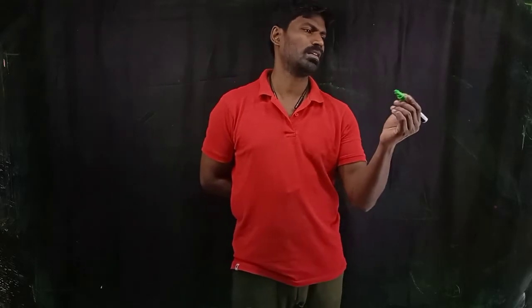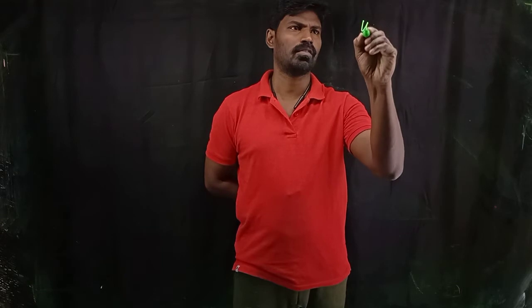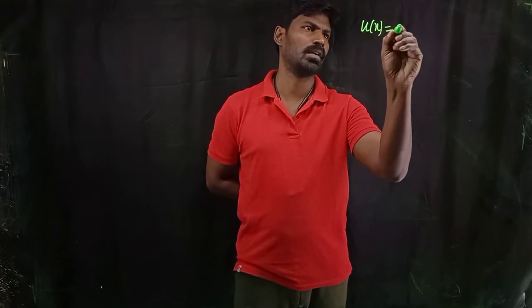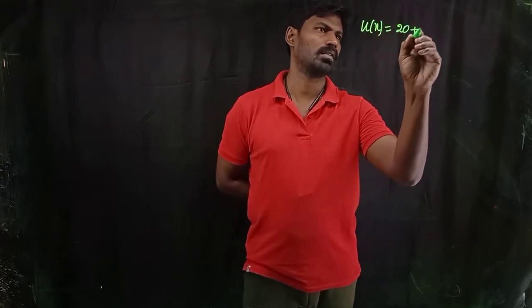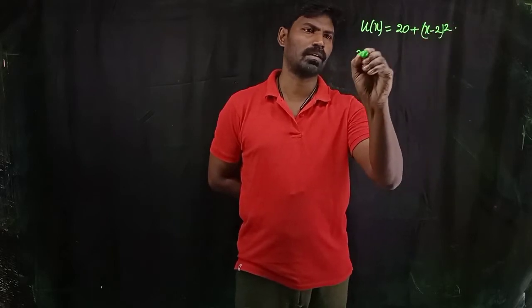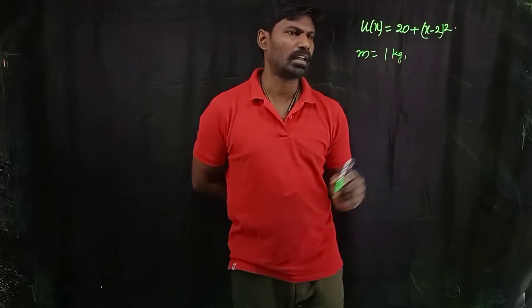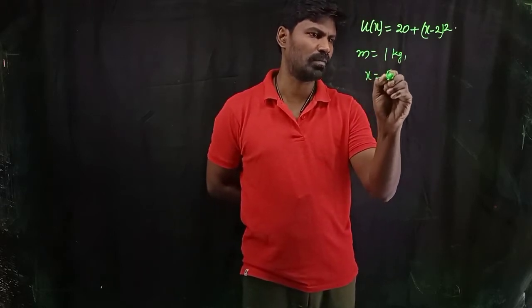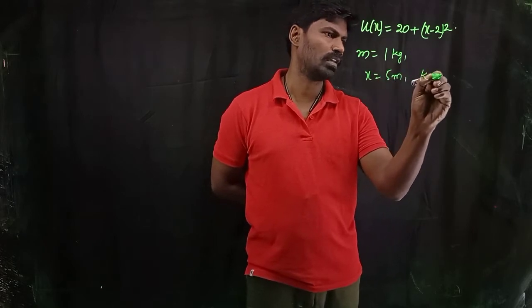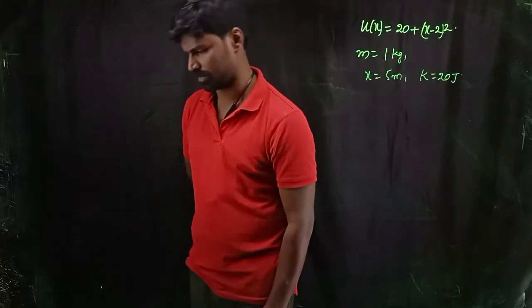In this second example of potential energy curve, I'm considering a potential energy expression. U as a function of x for a particle is given by 20 plus (x minus 2) whole square. And the mass of the particle, I am assuming, is 1 kilogram. And its kinetic energy at x equal to 5 meters, its kinetic energy K is equal to 20 joules. I am considering an arbitrary value like that.